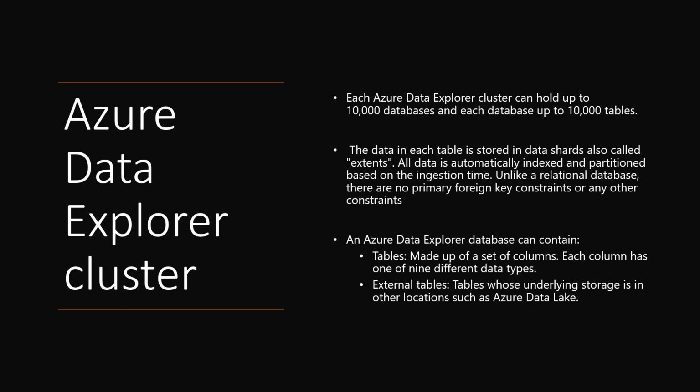Now, Azure Data Explorer database, as I said, can have like 10,000 databases, each can have 10,000 tables, but there are two types of tables that Data Explorer has. And we have been seeing these kind of tables in Hive also in the past. So one type of table is made up of a set of columns, and each column has one of the 9 different data types. So there are 9 data types that it supports, and there can be internal tables, which are just internal, and there can be external tables. External tables are where underlying storage is in some other location, and we are just pointing to it or referencing the data. So it can have both types of tables.